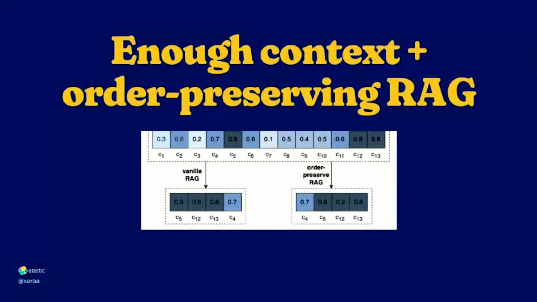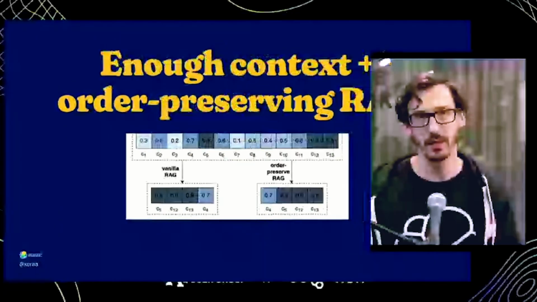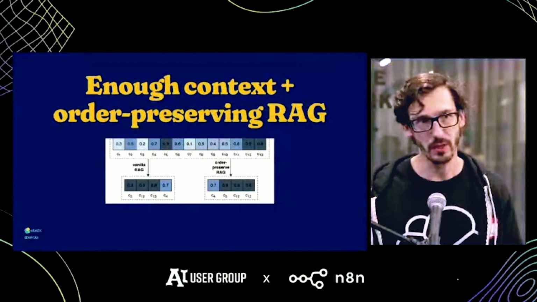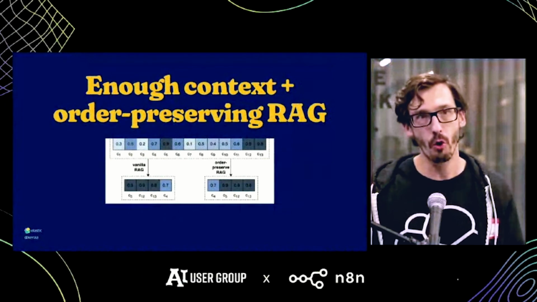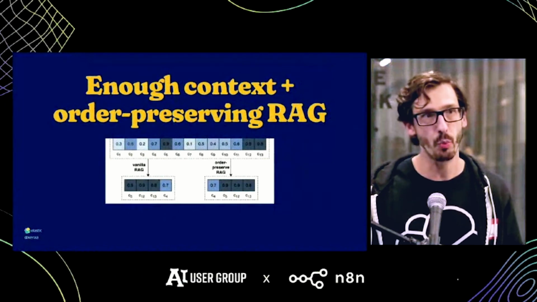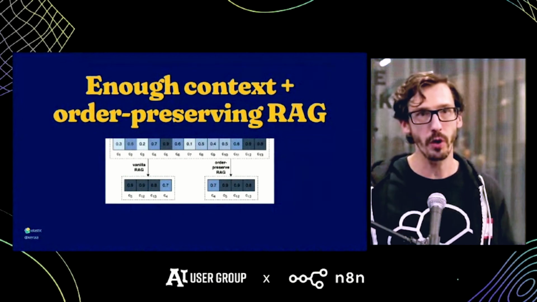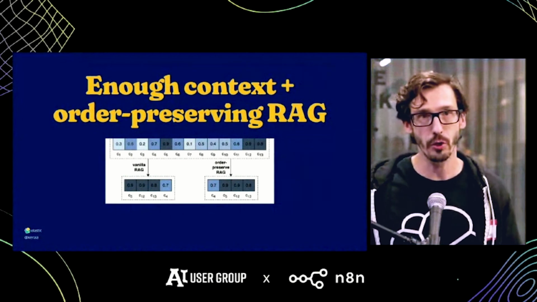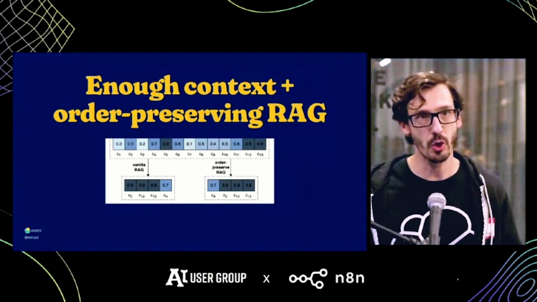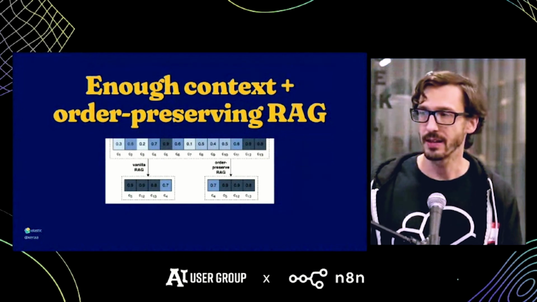So this paper has two concepts. First, provide enough context. They retrieve a lot more pieces of content rather than just one, because what oftentimes happens is people just look for the top one document or maybe the top one chunk and just provide that as context, and that might not be enough.